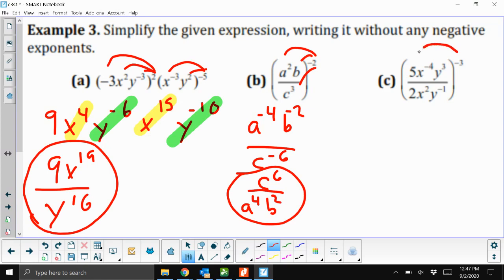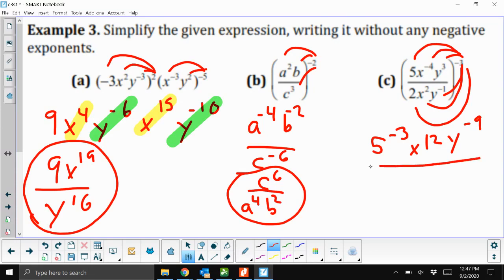And we're done. Is everyone having fun yet? So with this one, we have to distribute everything through, and then here we have to distribute everything through as well. So I'm going to have 5 to the negative 3 power. X to the negative 4th, y to the negative 3 would be x to the positive 12, right? Because when we multiply two negatives, we get a positive. Then we have y to the negative 9.